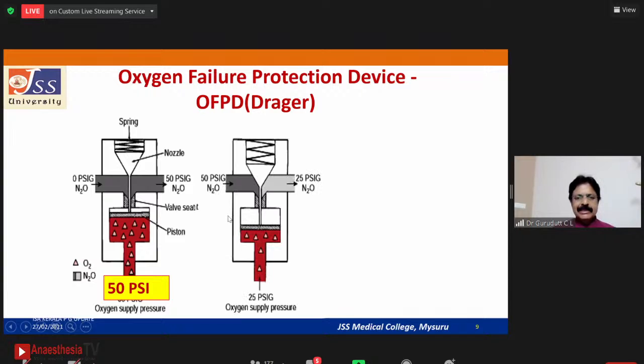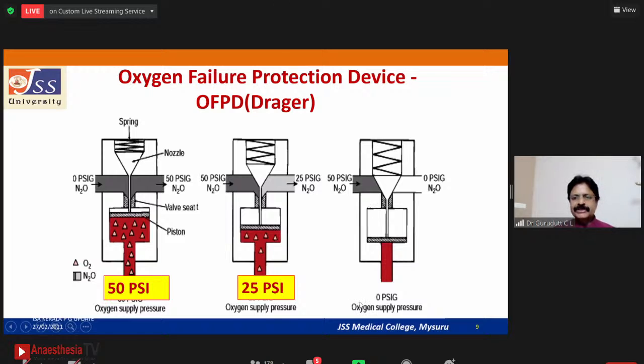Now let us see what will happen once the pressure of oxygen starts decreasing. Suppose it has come down to 25 psig, the nozzle starts coming down, and it partially occludes the path of nitrous oxide. Because of this, the outlet pressure of nitrous oxide also reduces proportionately. That means the oxygen pressure has come down to 25 psig, so nitrous oxide pressure also has come down to 25 psig as it is going towards the second stage pressure regulator, or towards the flow meters.